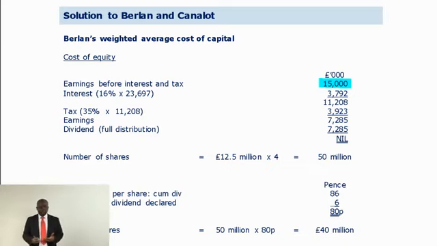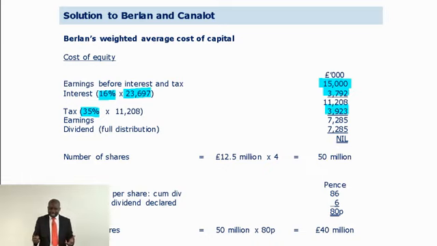Earnings before interest and tax is the 15,000. What is the interest? According to the question, the debt value in the balance sheet is given as 23,697. Interest on that debt is 16%. 16% of that should give you the 3,792. And then deduct, you get the profit before tax. Apply the tax rate of 35% to get your tax.